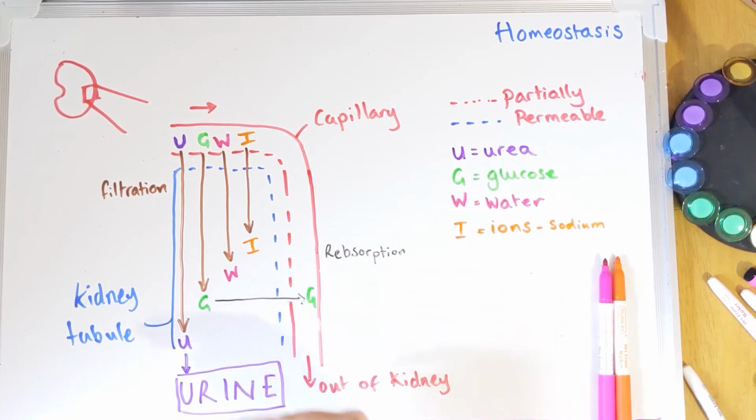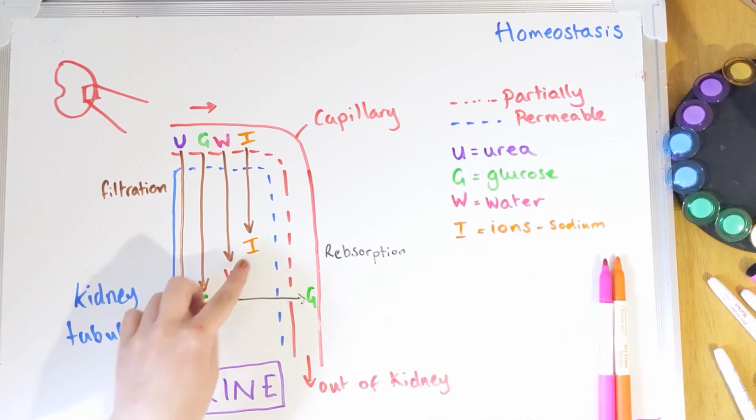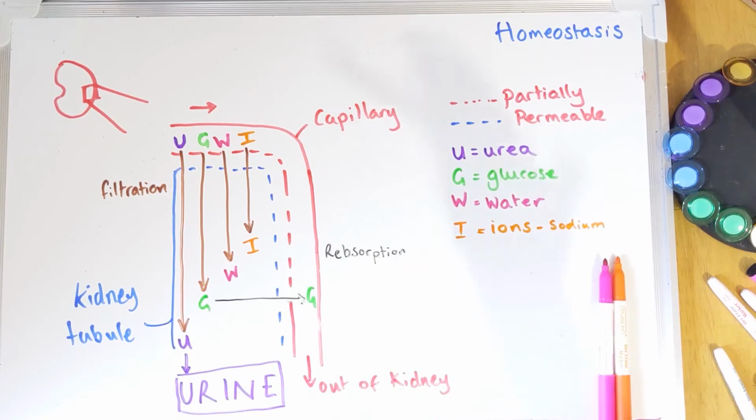Your water and ions are a bit strange, they're variable. So it depends on how dehydrated you are or what sort of food you've been eating. So ions will be all sorts of things. Sodium, for example, you'll have magnesium, you'll have potassium. So depending on what your body is in need of at that particular time, more will be put back into your capillaries to go out your kidney and off to your body.